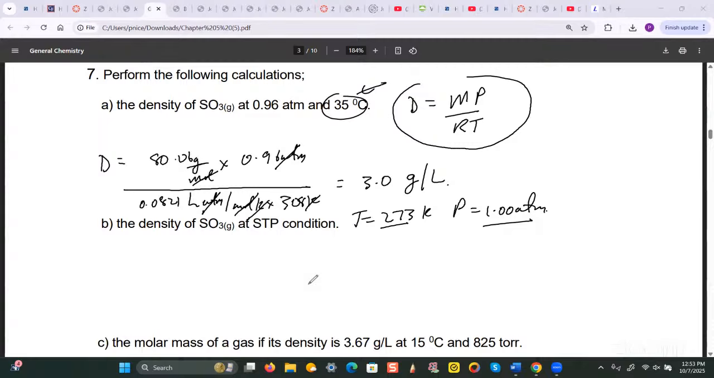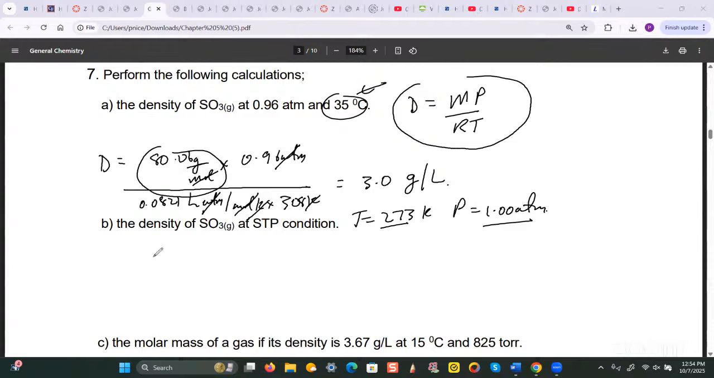So we have a molar mass. This is the molar mass right here, which is a mass occupied by 1 mole of a gas. And the molar volume is the volume occupied by 1 mole of a gas. So my next question is, what is the volume occupied by 1 mole of gas under STP conditions? Yes, ma'am.